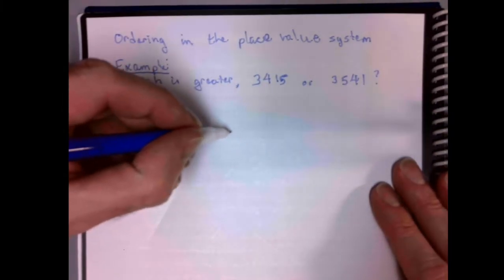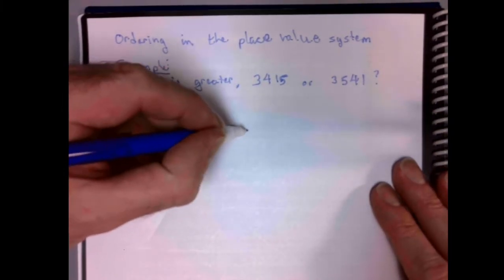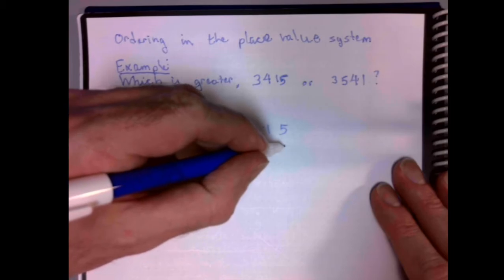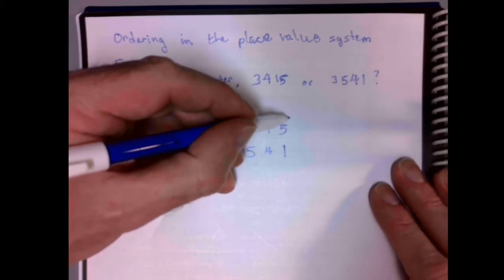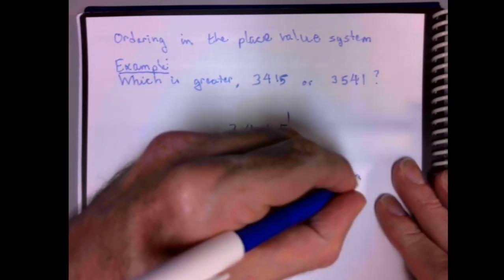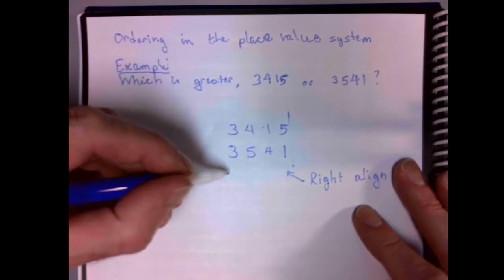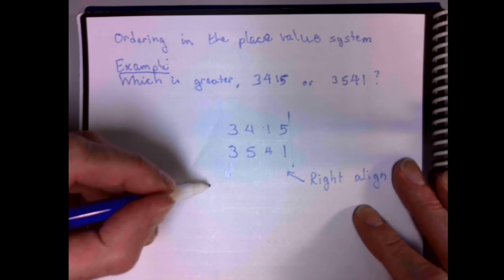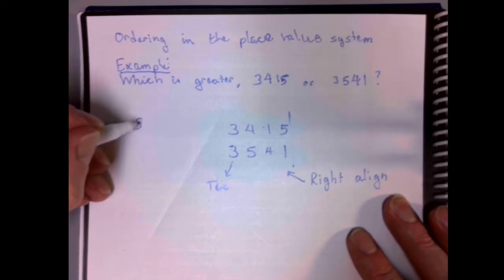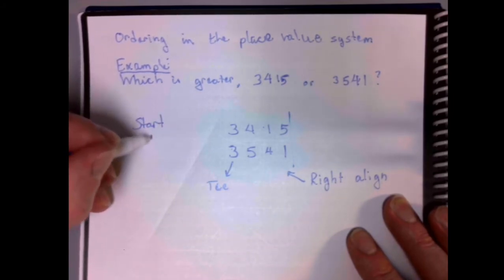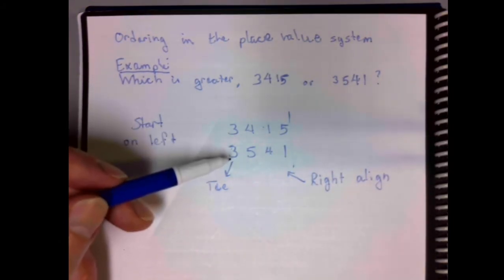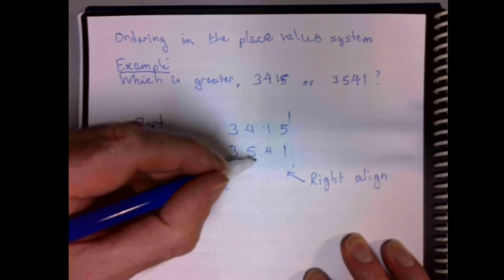Here's the way I kind of think about it. I take both of my numbers and I line them up against each other. When I say line them up, I'm talking about a right alignment. So that's a tie in the first largest decimal place. We right align the numbers and we start on the left. Here they match, so we haven't gotten any information yet.